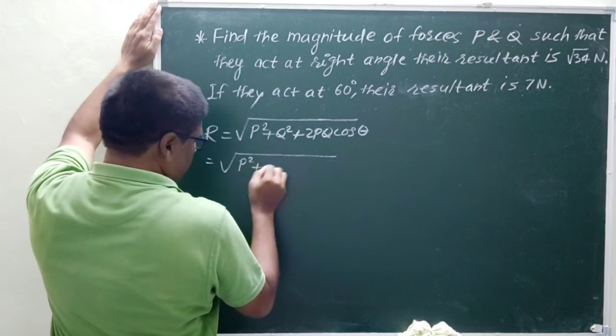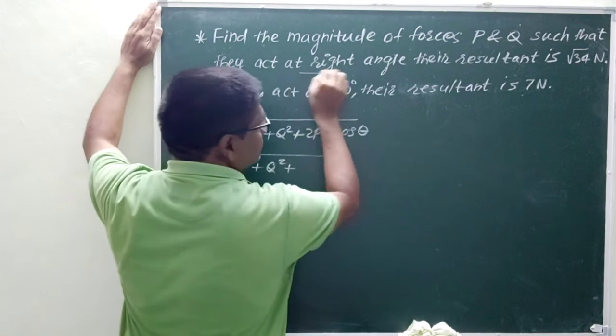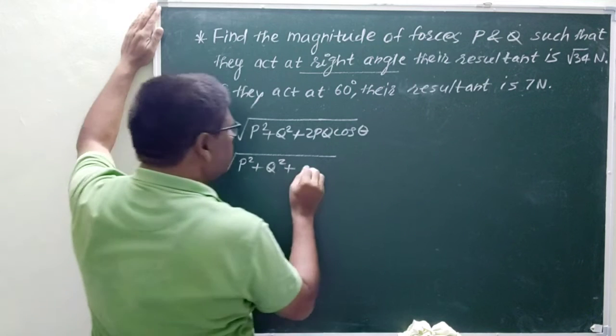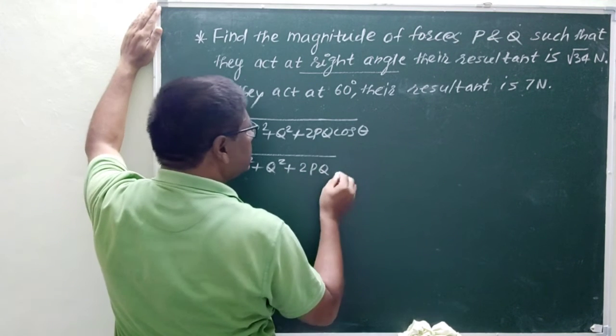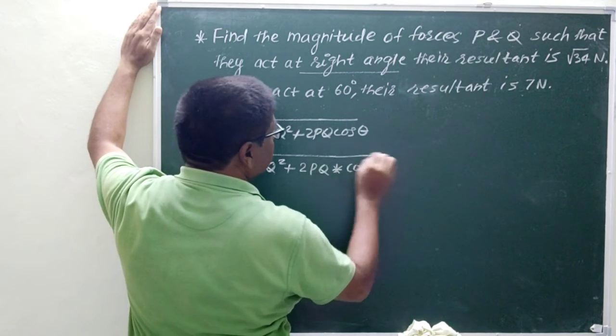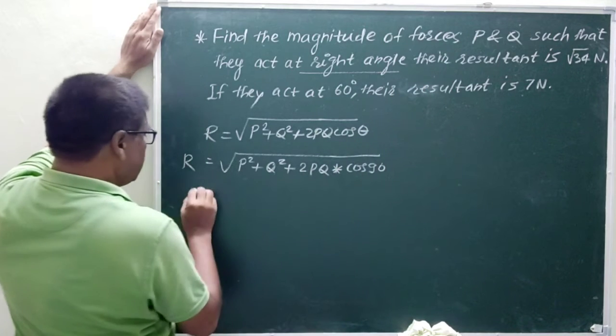P square plus Q square plus, for the first case, the angle given is a right angle, meaning 90 degrees. Therefore 2 into P into Q cos 90. Cos 90 is 0. Therefore for this case the resultant value is root 34 Newton.